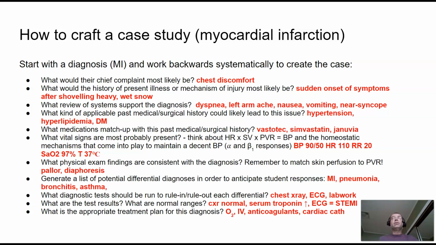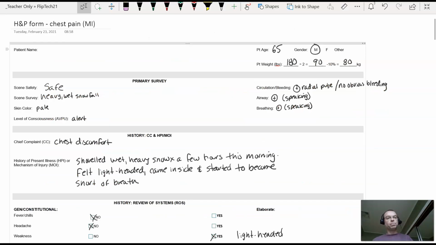Now, let's take a look at how we can fill out a history and physical form to paint this really good picture. All right, let's build our myocardial chest pain case study from scratch. Okay, so I chose a patient, 65 years of age, male, 180 pounds. The students convert that to kilos because all medications are weight-based.